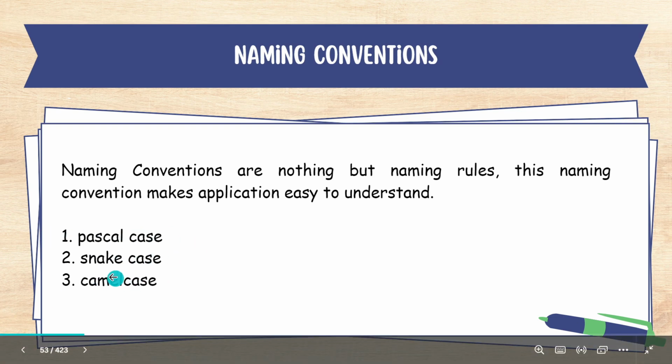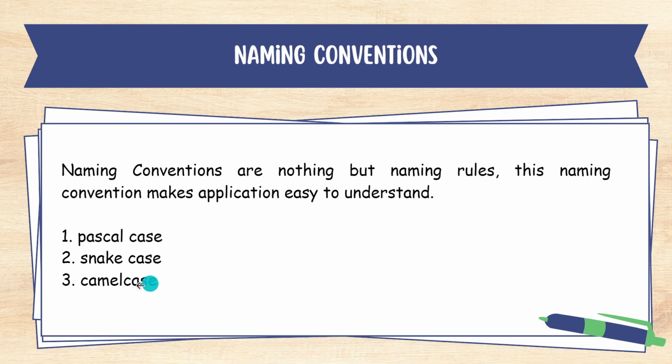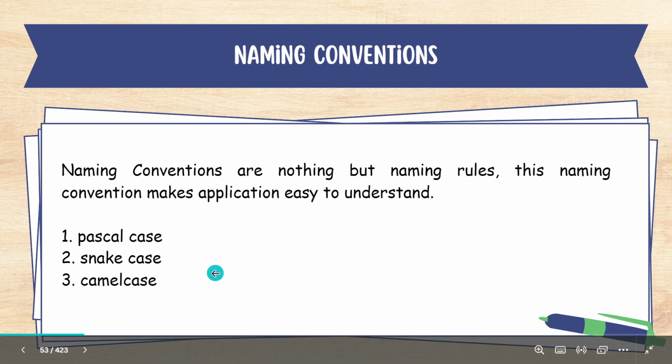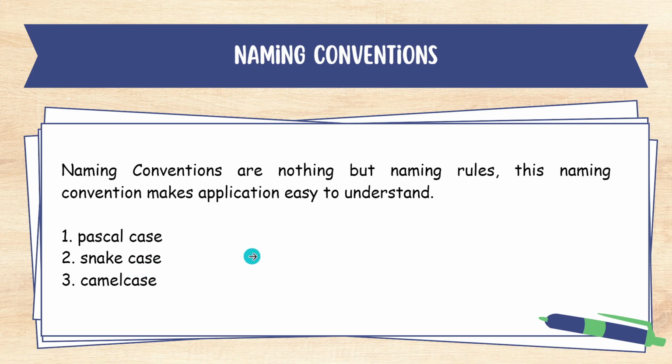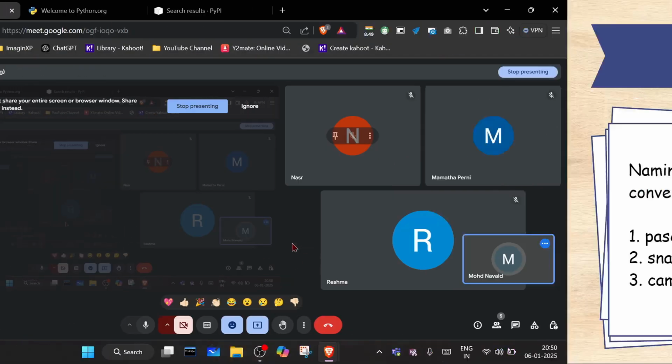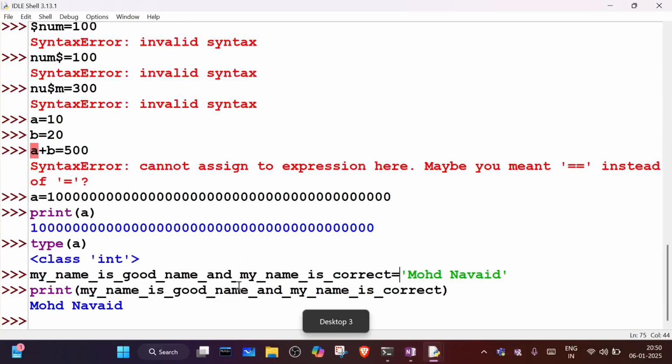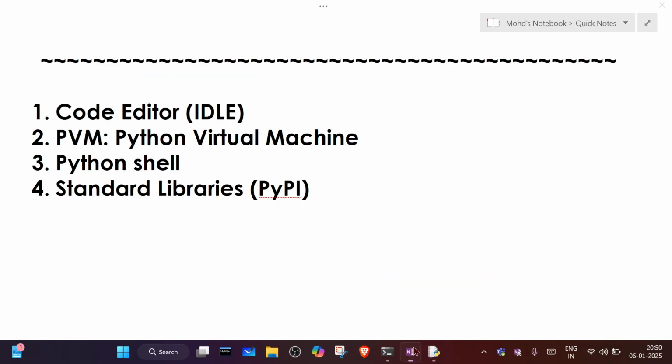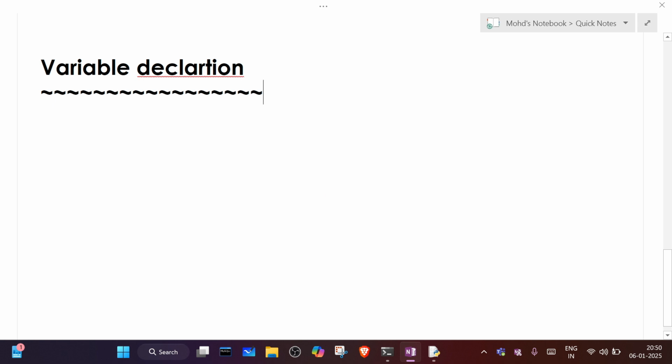Whenever we declare a function, we use a different case. Whenever we create a variable, we use a different case. Whenever we create a class, we use a different case, right? Okay, getting everyone? Let me explain this. Whenever you declare a variable, which case will you use?